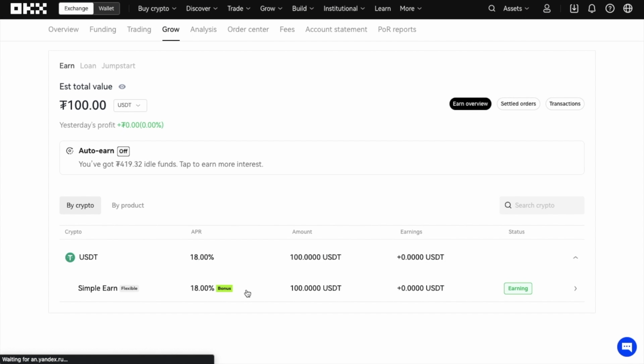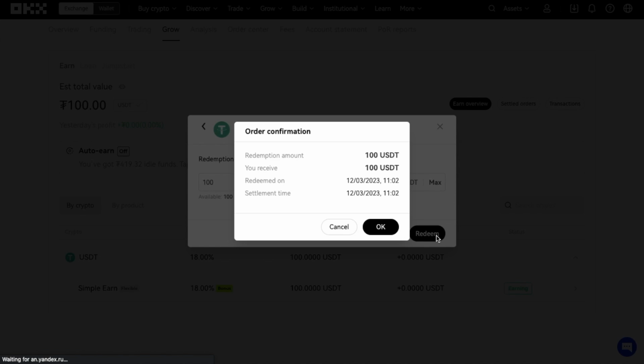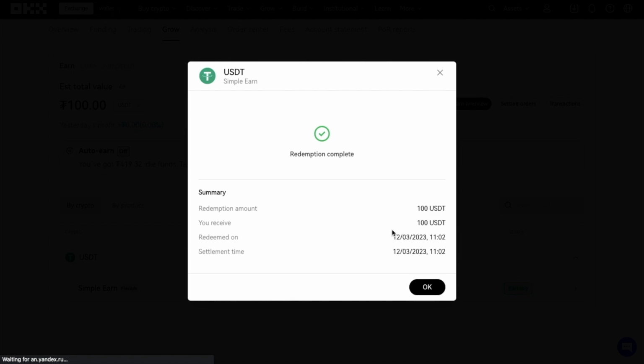Now with the offer that I'm currently subscribed to, if at any time I want to come out of earning, I can select the crypto, choose to redeem, and this is obviously because this is a flexible term allowing me to redeem at any time, and this may vary if you're on a fixed rate.